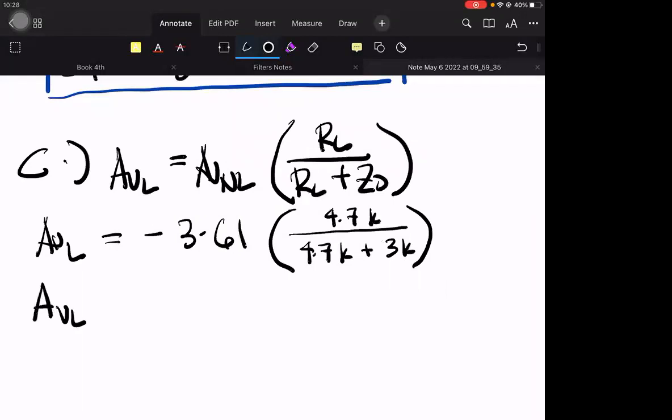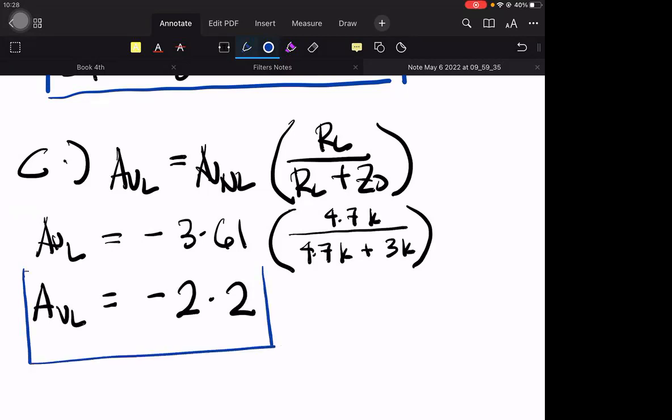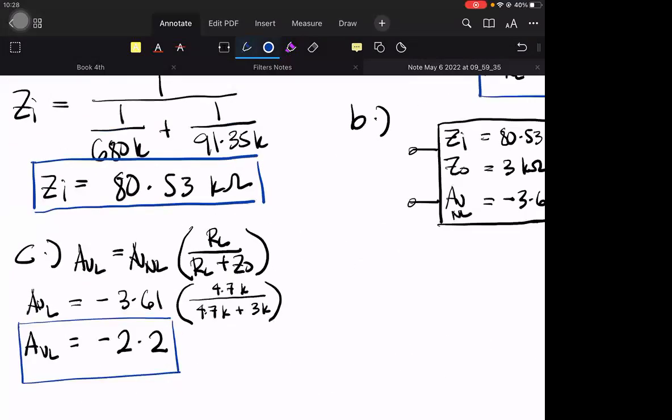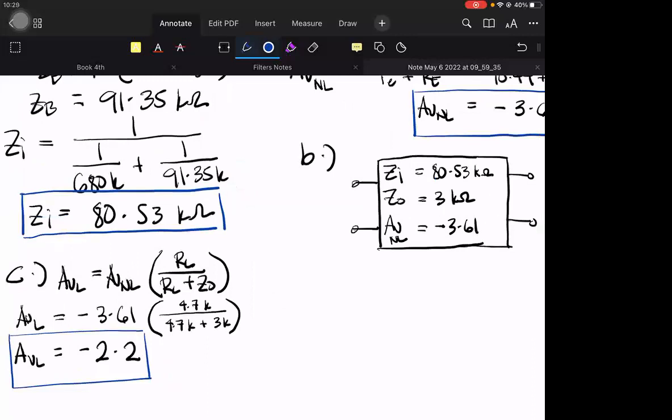Therefore, AVL is equal to negative 3.61 times 4.7 over 4.7 plus 3K. So, negative 2.2. So our gain decreased because of the load. In designing amplifiers, that's one of the very important things to consider: the value of the load.